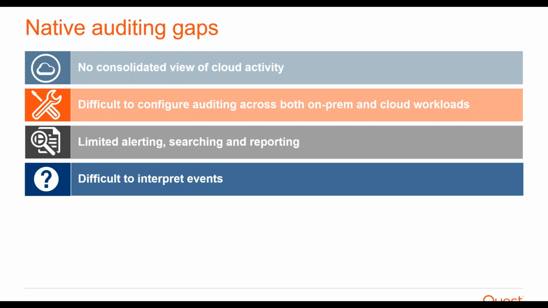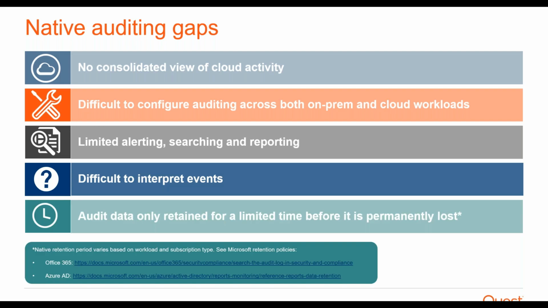It's difficult to interpret events. Again, the different workloads give different formats of events, and they're pretty cryptic in how they're put together. So with on-demand audit, we can start extrapolating and normalizing those into who, what, where, when information, so it's easy to see what's going on.